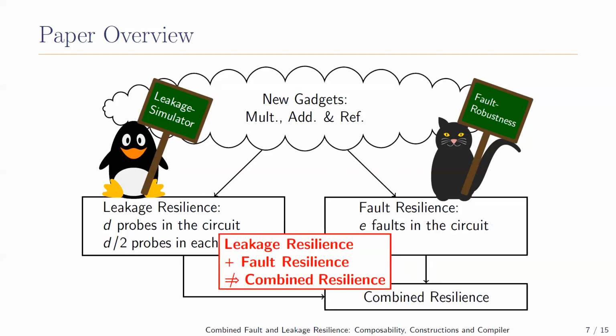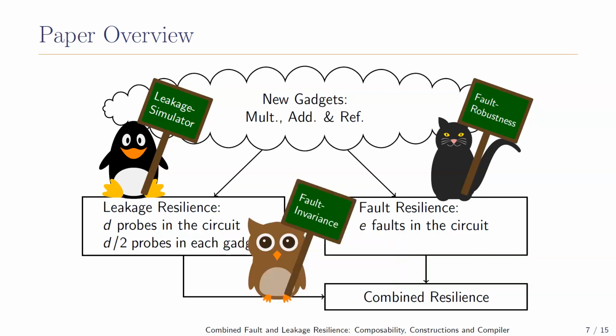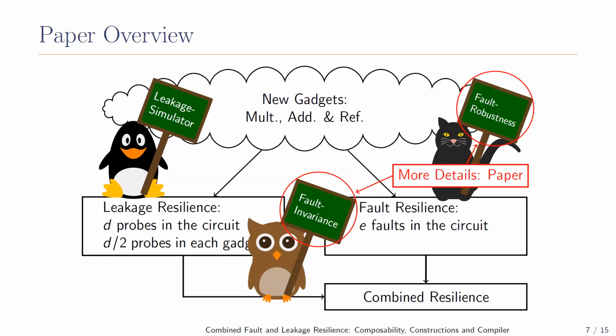Then we show that, unfortunately, both considered separately do not immediately imply combined resilience. That's why we also give a third definition, fault invariance, that allows us to lift both resiliences up to combined resilience. For more details about these two definitions, I would like to refer to our paper. And now I will focus on the multiplication that we use.